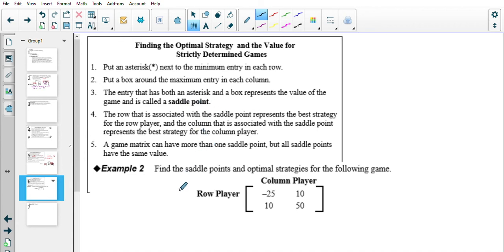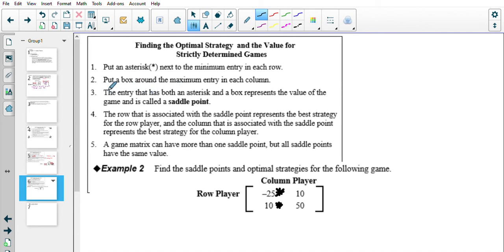Right, so in this example, we've just got a row player and a column player. And so we're just trying to find what's the best strategy for each player and what's the value if they both play their best strategy. Okay, so step 1, put an asterisk next to the minimum entry in each row. Okay, so we'll go by each row. In the first row, negative 25 is the lowest. Negative 25 is less than 10. And then in the second row, 10 is less than 50. So that's the minimum entry in the second row.